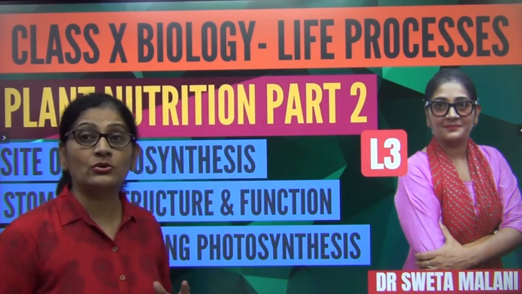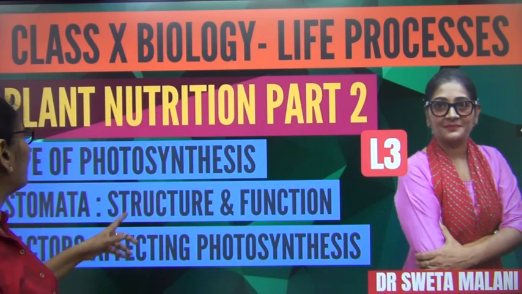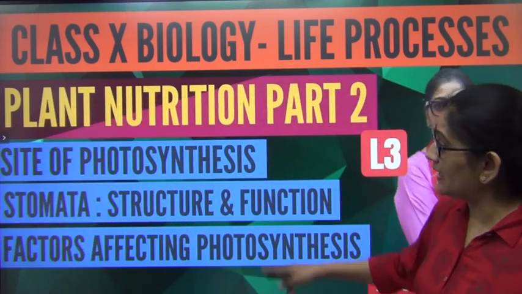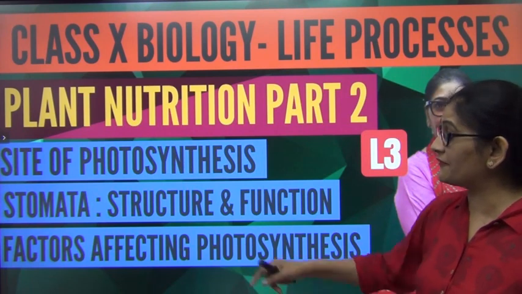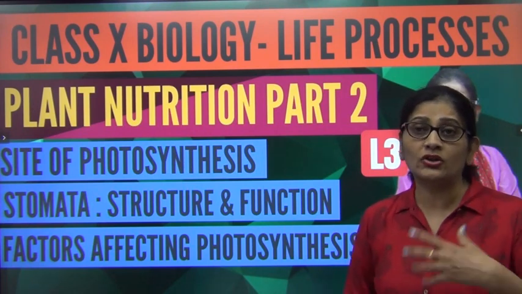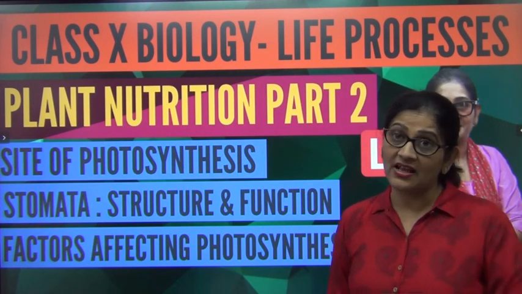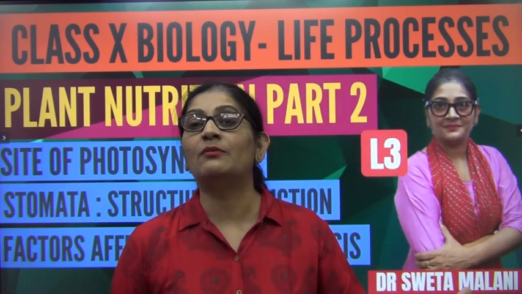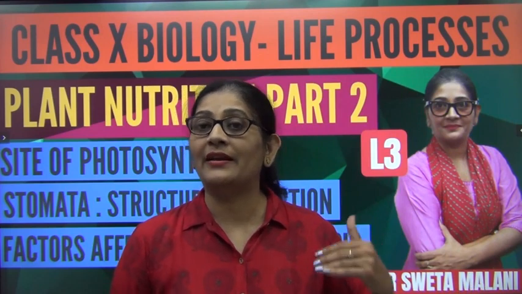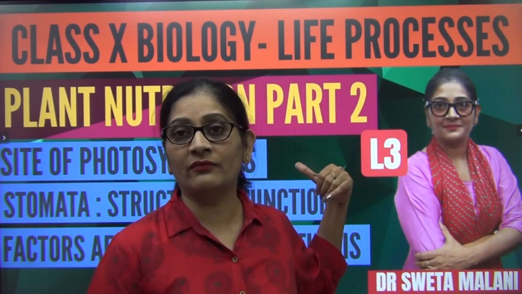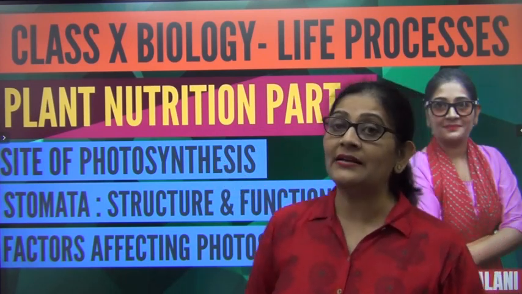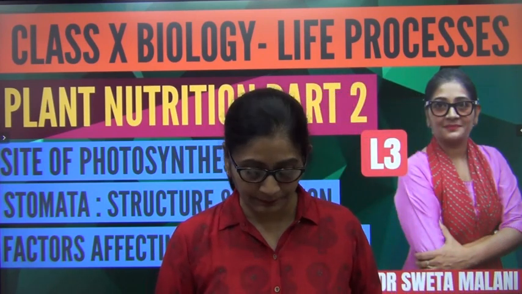The topics that we are going to cover today in plant nutrition are the site of photosynthesis, where does photosynthesis take place, then the structure and function of stomata and factors affecting photosynthesis or the raw materials required for photosynthesis. Once we do this, we will be over with the plant nutrition portion. Then we will move to animal nutrition, but let's start with the site of photosynthesis, and then move ahead in the chapter.